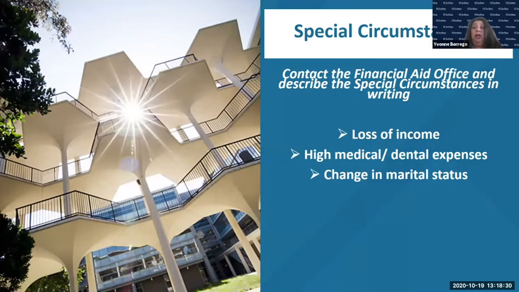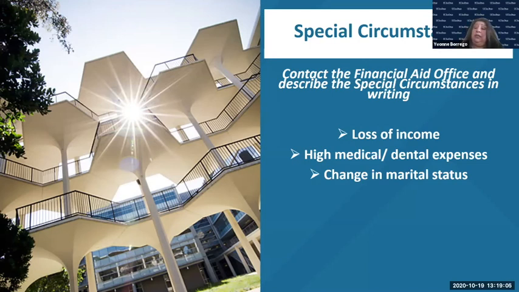Now, what I want to talk a little bit about, because especially of what's going on with the COVID, is remember, you're using information from your parents' 2019 tax returns. Well, what could have happened in 2019 certainly is not what's happening now, or what could be happening when you're attending next year. Parents could have lost their job, parents could have lost their business, parents or someone in the family were sick, so now they have high medical, high dental expenses.